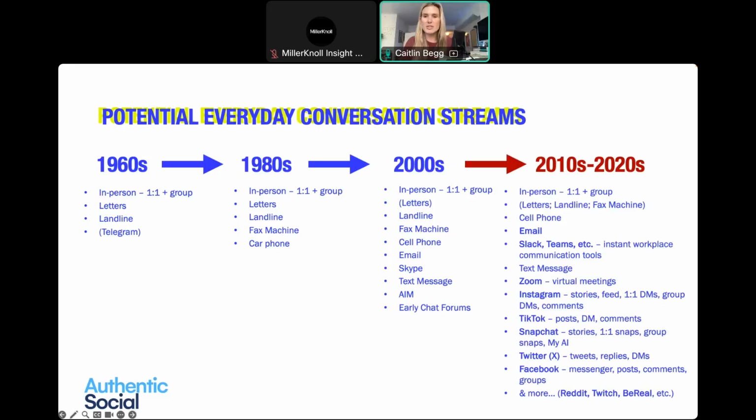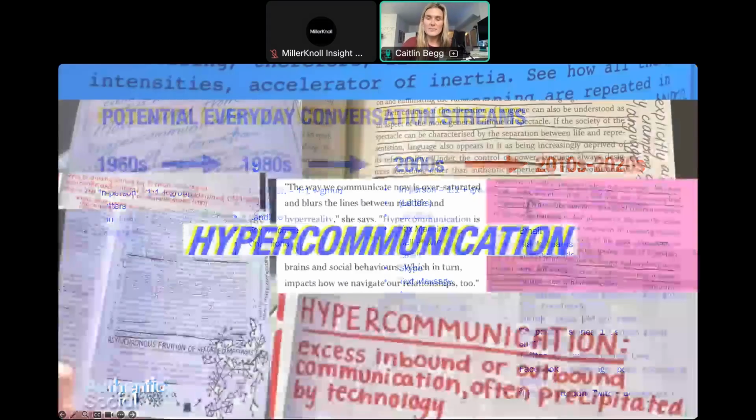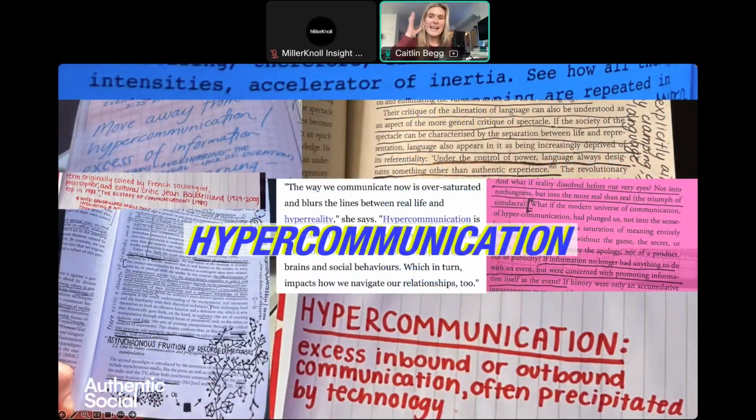And I mention our personal lives because our personal lives bleed into the professional, because we are constantly on our smartphone. And our smartphone is the way that we're supposed to go home and continue to answer our emails, but then we're always engaging in something that I refer to as hypercommunication. So hypercommunication is excess inbound or outbound communication that comes from technology.